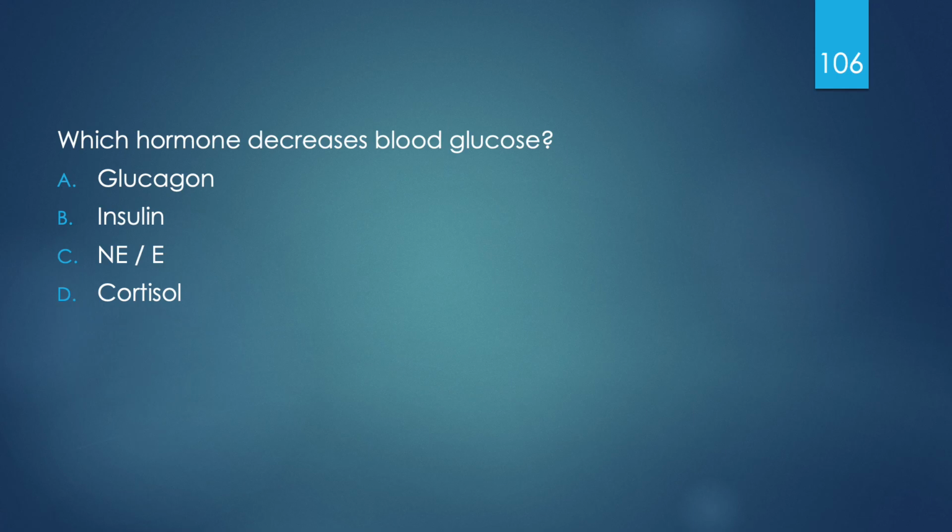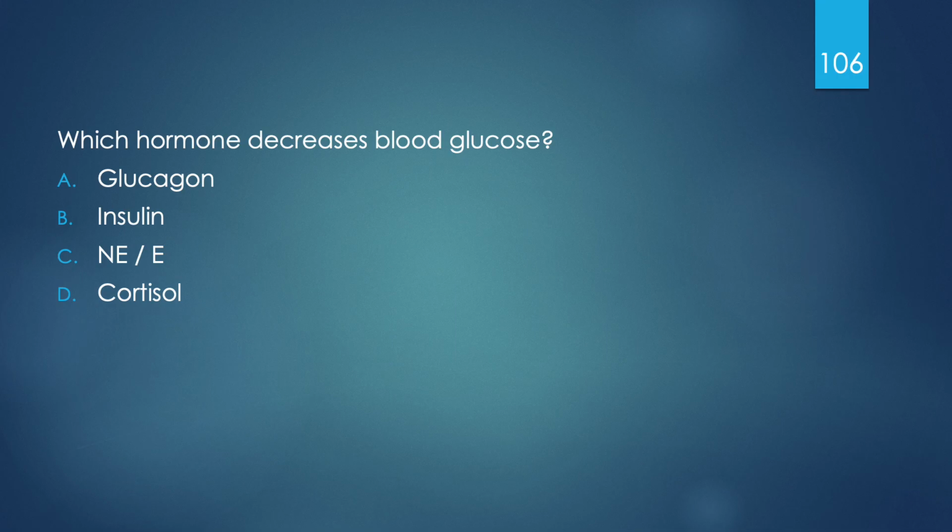Pop quiz time. Which hormone decreases blood glucose? A, glucagon, B, insulin, C, norepinephrine or epinephrine, and D, cortisol. I'm hoping at this point you're ruling out C and D right away and recognizing those as obvious decoys. So you need to break it down into either glucagon or insulin.